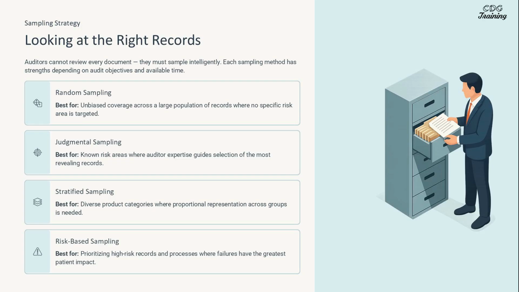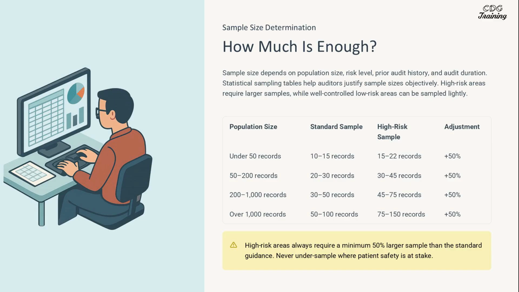Auditors must sample intelligently, choosing the right records to examine. Each sampling method has strengths depending on audit objectives and time. Determining sample size depends on population size and risk level. High-risk areas require larger samples to ensure safety and accuracy.